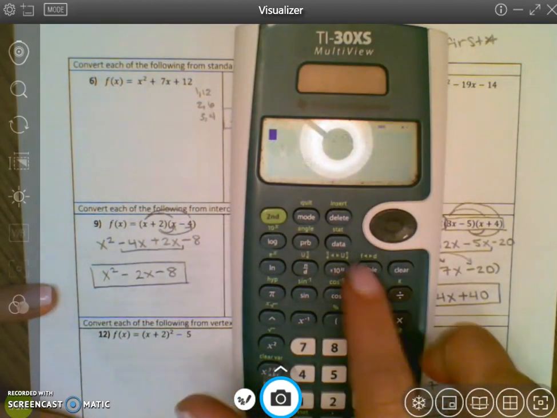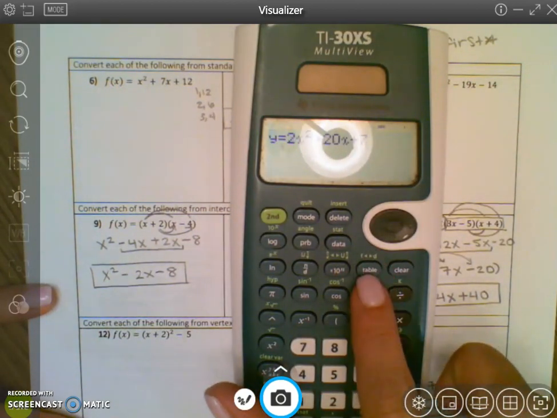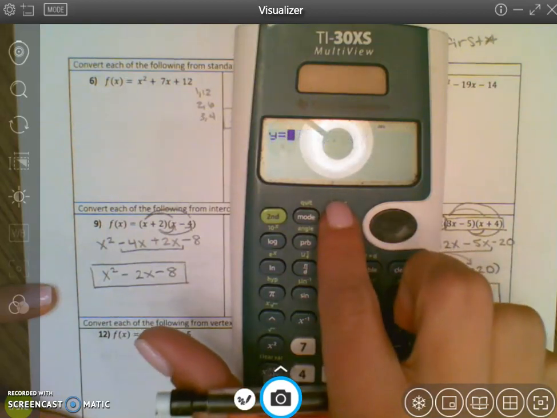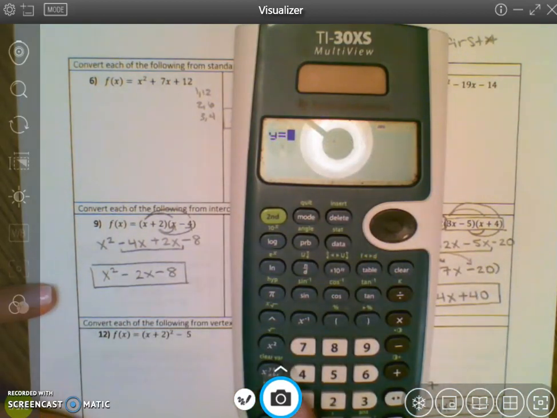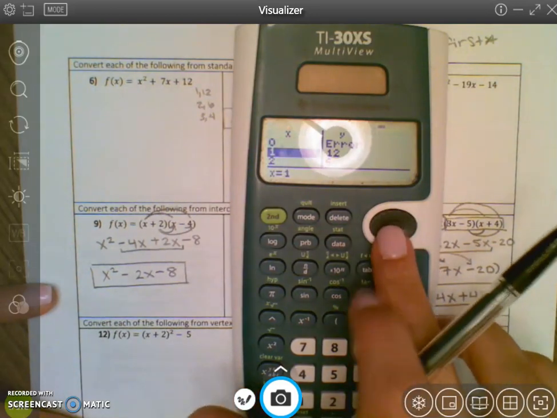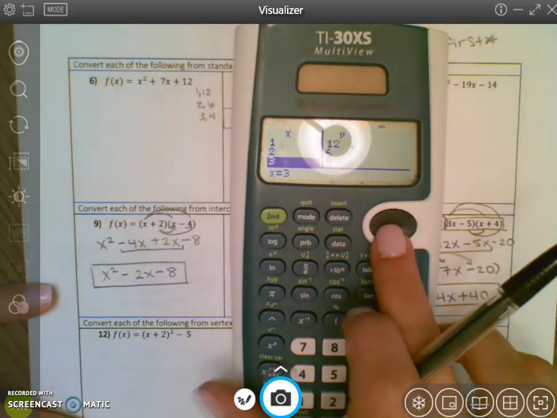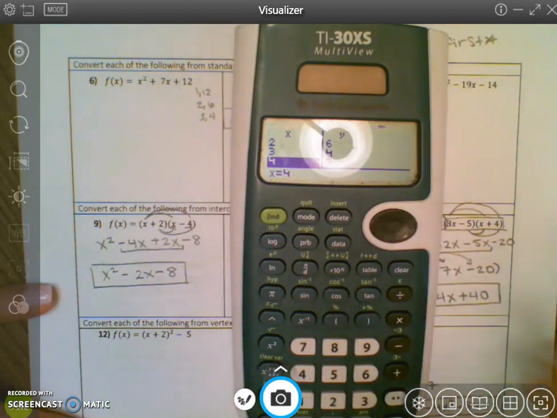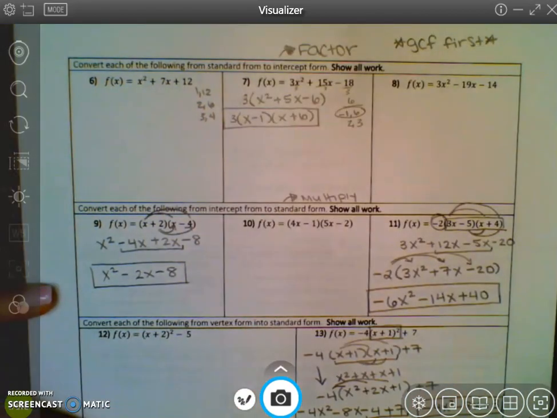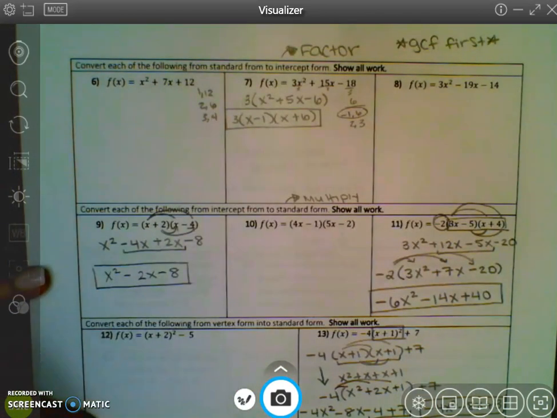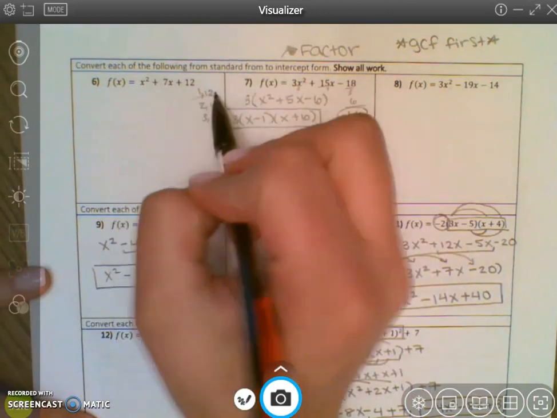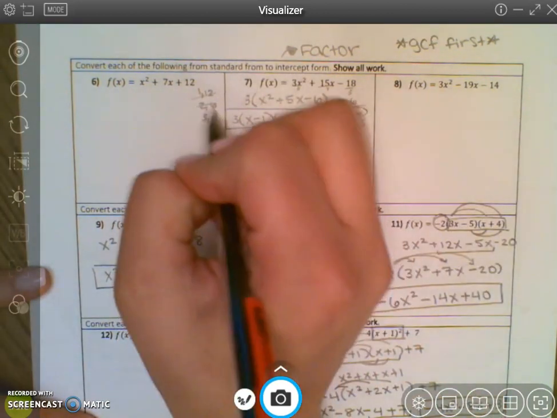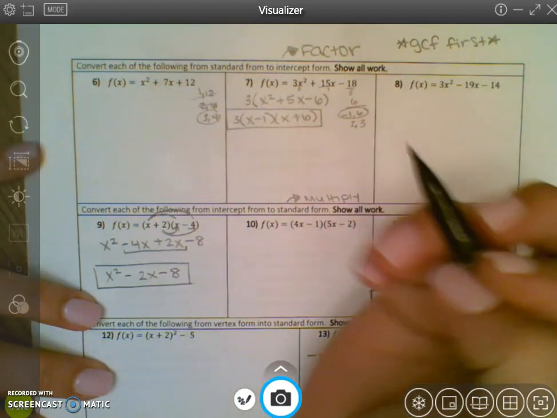So turn it on, go to table, clear out whatever's there. And I'm trying to factor 12, so you do 12 divided by x. Start at 0. And then it gives you your factors: 1 and 12, 2 and 6, 3 and 4, 4 and 3. Okay, so it's going to give them all to you. So I need to add to 7. Those aren't going to add to 7. The only one that's going to add to 7 is 3 and 4.